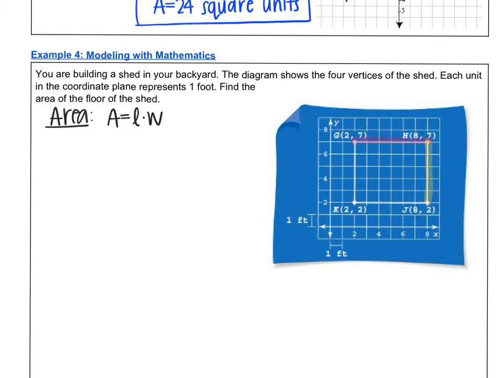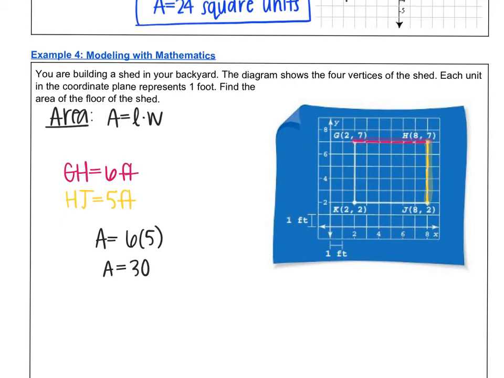So let's first find GH. I can do that by actually just counting. So let's go over and count GH. 1, 2, 3, 4, 5, 6 feet, because each unit is a foot. And then let's find HJ. I could count that too. 1, 2, 3, 4, 5 feet. And to find the area, I'll go ahead and multiply those. So the area would be length times width, which is 6 times 5. So the area of this shed would be 30. Remember, it's 30 square feet.